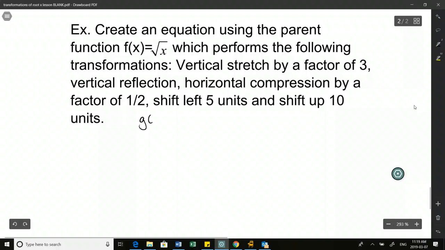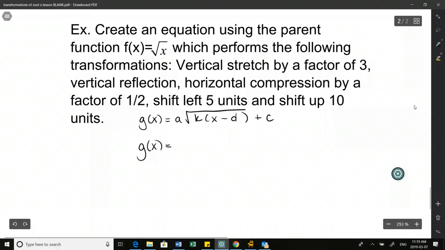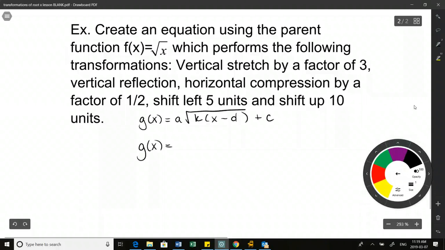Okay, so when we have the root in, this is what we're trying to fill in. So the new function g at x, we want it to look like this. The k and the d will be shown underneath the root, and the a and the c should be on the outside. So that's what we want to fill in here. Okay, so vertical stretch and also vertical reflection. Where does that go? What part of the puzzle is this? That's the a value. Okay, so our a value is our vertical stretch and our vertical reflection.